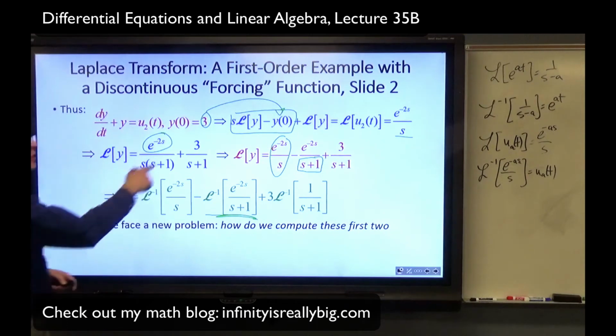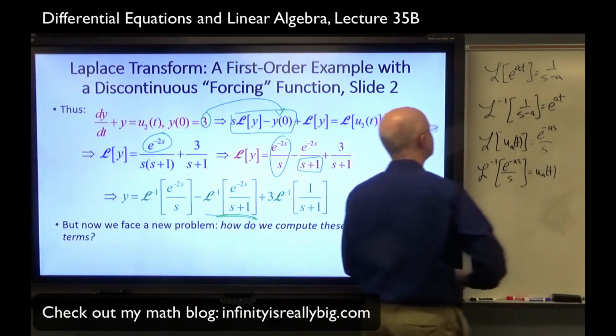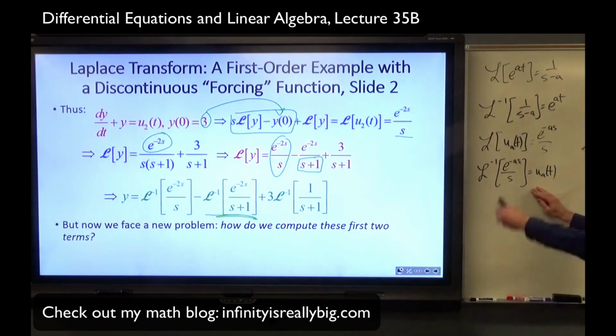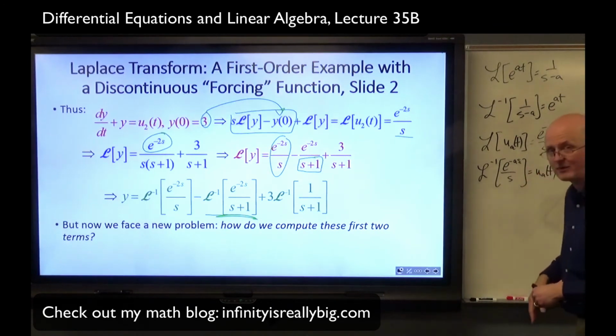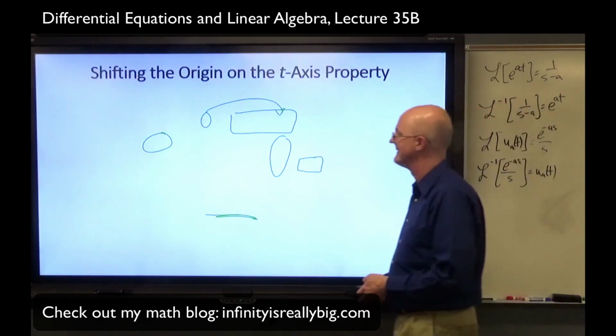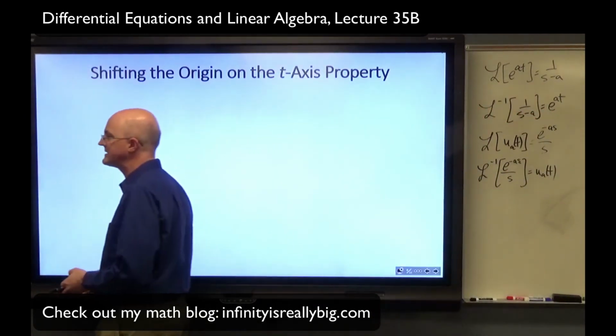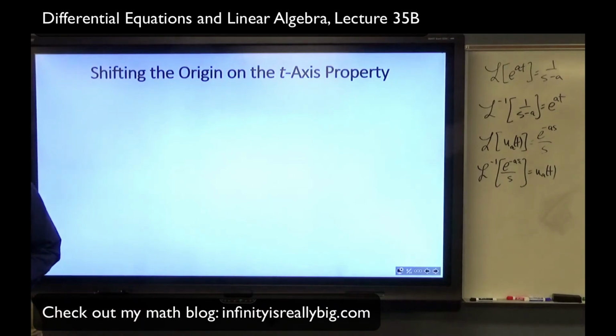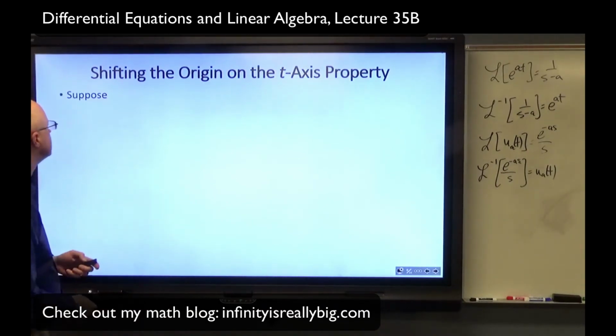Okay, well, I've told you how to compute the first one. When I was making the PowerPoint, I wasn't thinking about putting this on the board necessarily. There's how to do the very first one, but what about the second one? We need a new property. It's called the shifting the origin on the t-axis property, a long-winded, descriptive name.